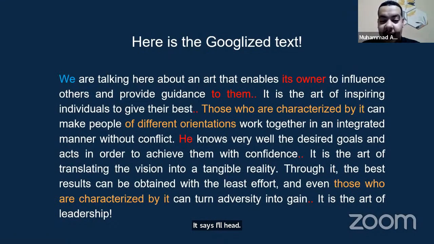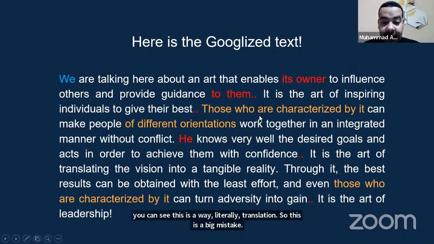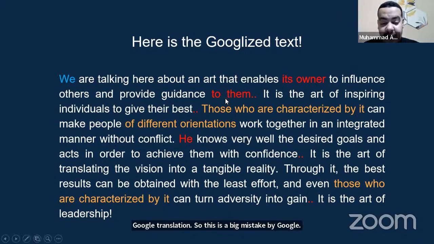It literally translated صاحبه to "its owner", but in English, it's not about ownership. It's not about position. It's not about owning something. So you can see this is a very literal translation. So this is a big mistake by Google. Again, you can see here "to them". I'm not talking only about that, but you can see the difference in the pronoun. So it said here "owner", so it's singular. "To them" is plural. So what happened here is a big mistake in grammar.